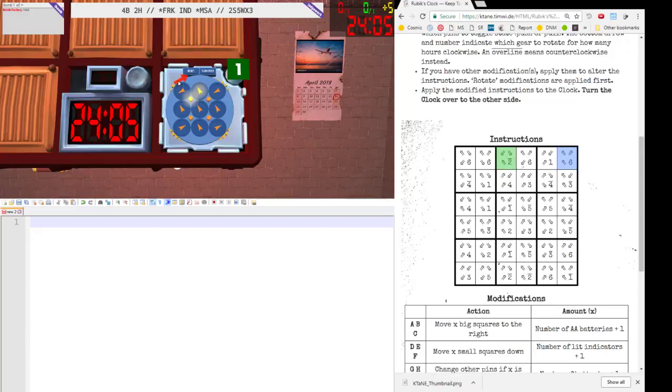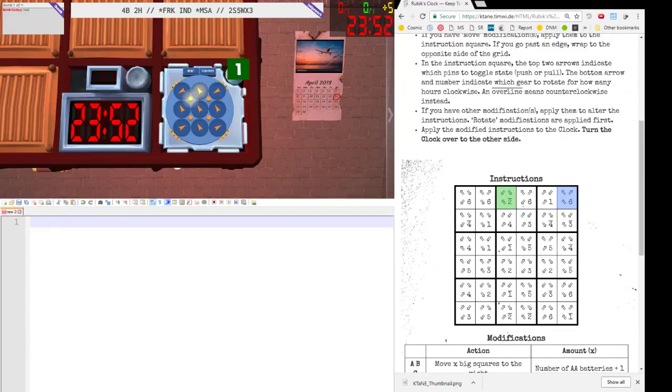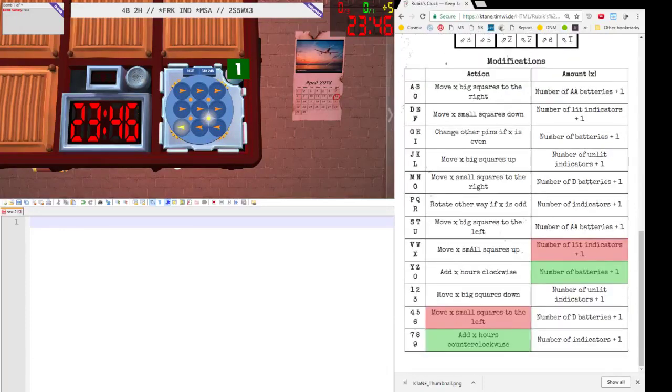It would be 6 clockwise or 6 counterclockwise because they're the same. But we're adding 5 counterclockwise, which makes 11 counterclockwise or 1 clockwise. So we need to go 1 clockwise. Easy peasy. We flip it over, we do it again. We're going to slide these down yet again. When you get to the bottom of this, it does loop back up to the top.